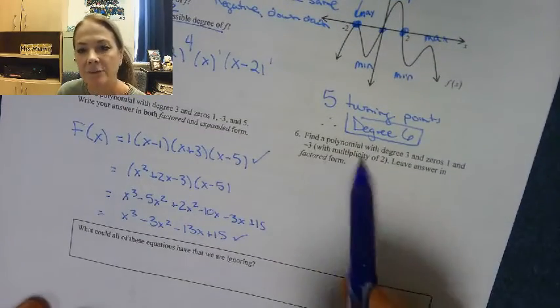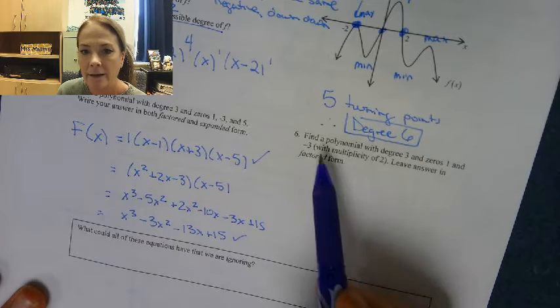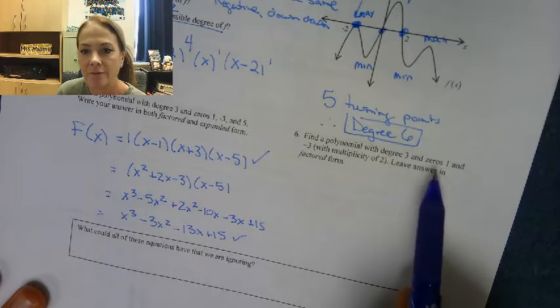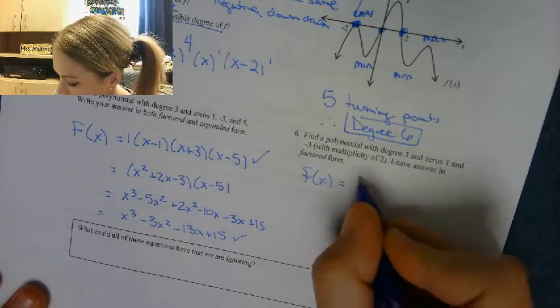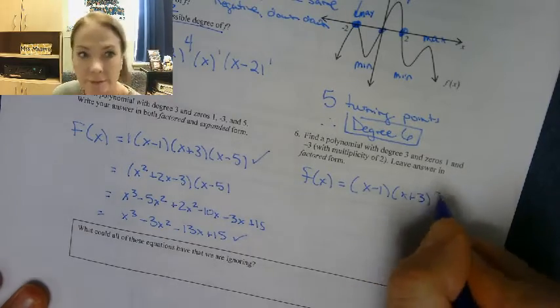All right, the next one says degree 3, so I need to account for 3 zeros. So there's 1, 2, but it did tell me multiplicity of 2, so that accounts for it. 1, 2, 3. And this says just to leave it in factored form, so this is easy. X minus 1, and then x plus 3 quantity squared.